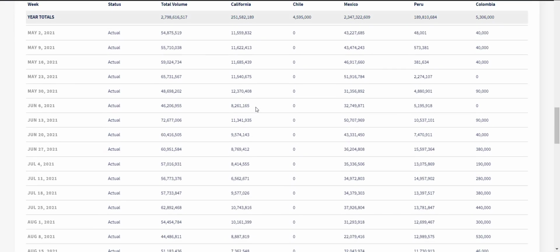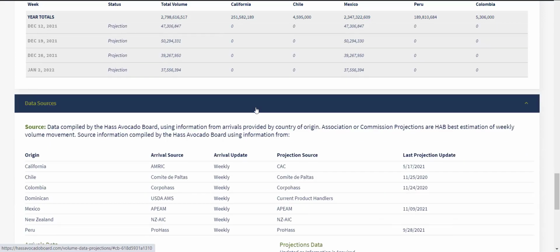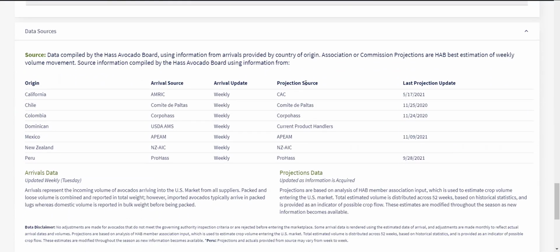I just quickly want to show the data sources for this information. HAB does not produce any volume projections. Each country of origin organization sends us the weekly projection estimates for the year. And for example, Mexico, the most current, sent their last projection update on this date, and California on this date.